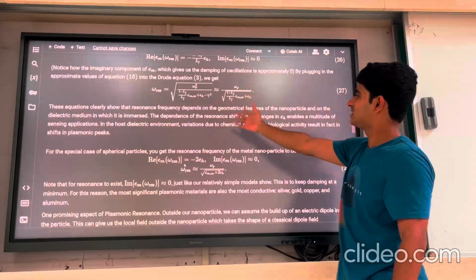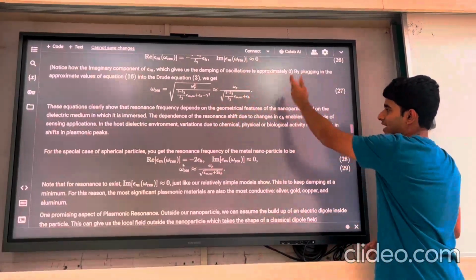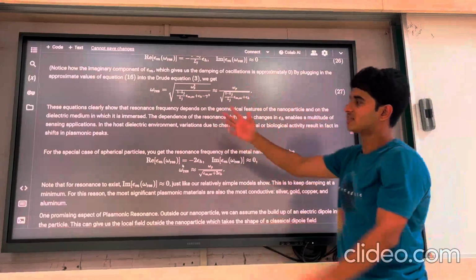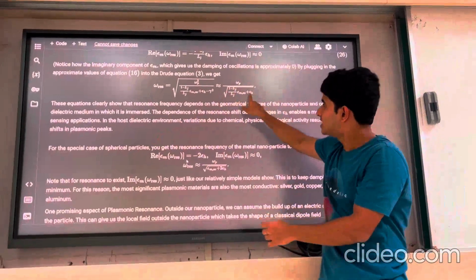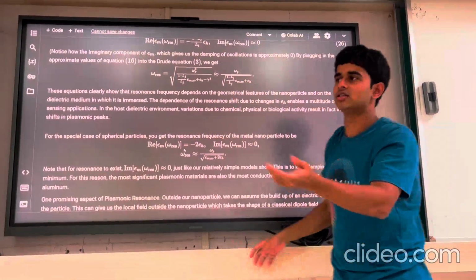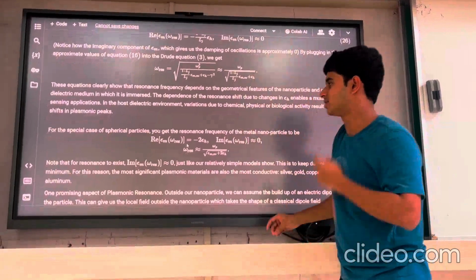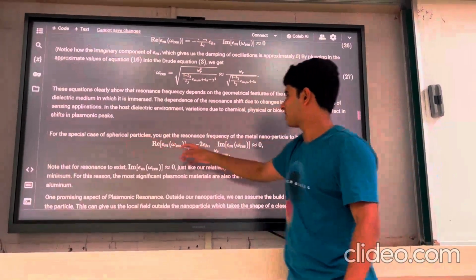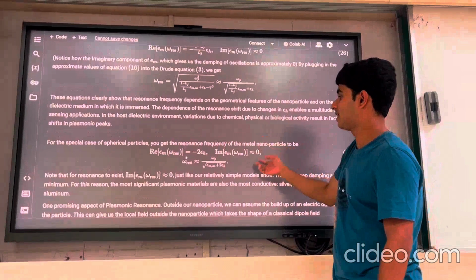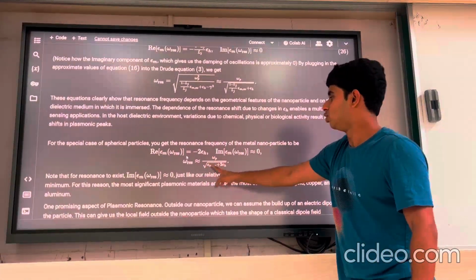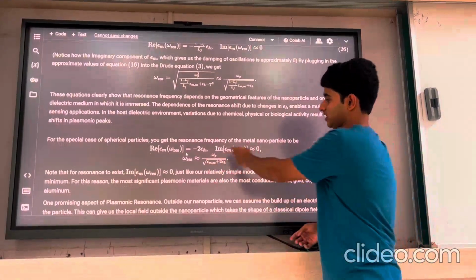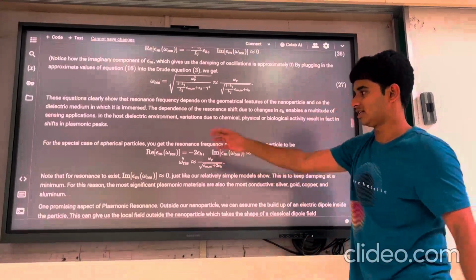The dependence of these resonance shifts due to changes in epsilon h enables a multitude of sensing applications. So if this changes, you're going to have different peaks, which allows us to find what the surrounding media is. For the special case of spherical particles, you get the resonance frequency of the nanoparticle to be omega p by root epsilon m infinity plus 2 epsilon h. We're going to use this relation in the future.